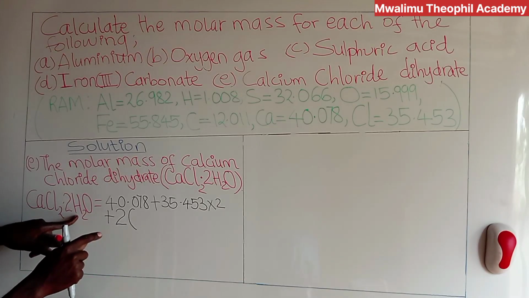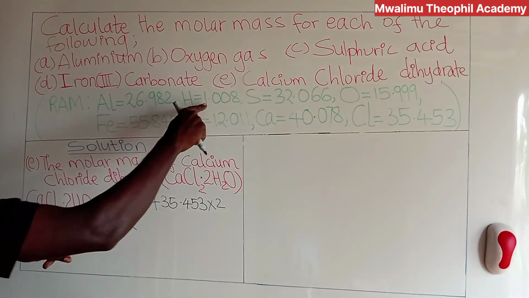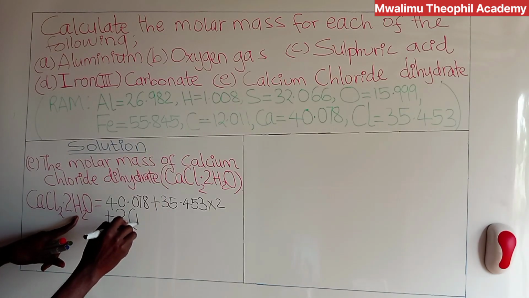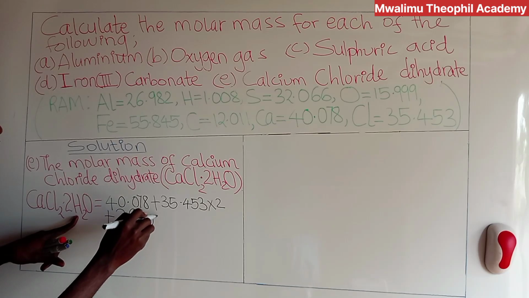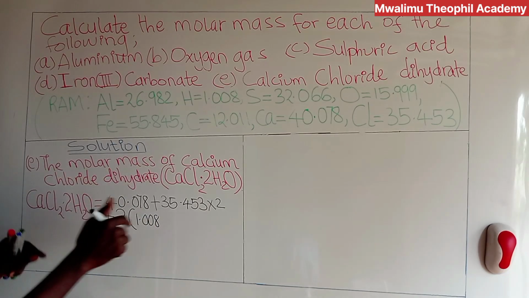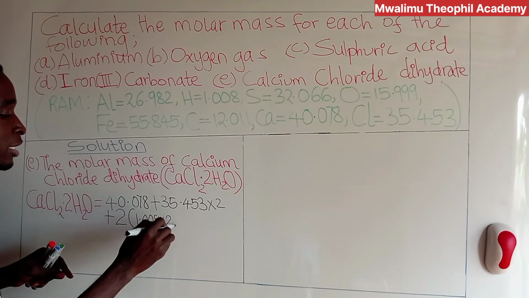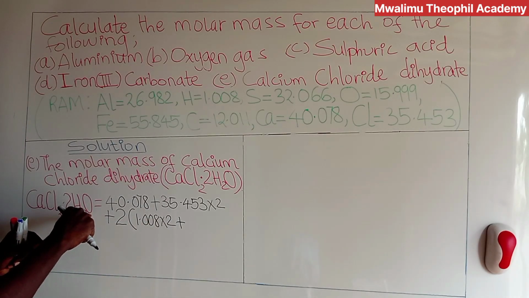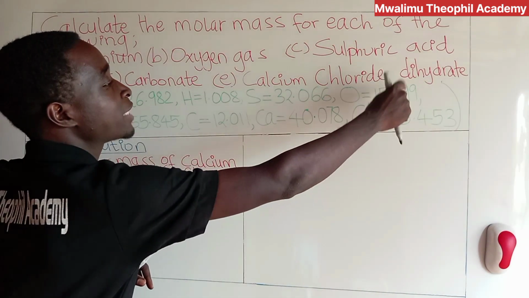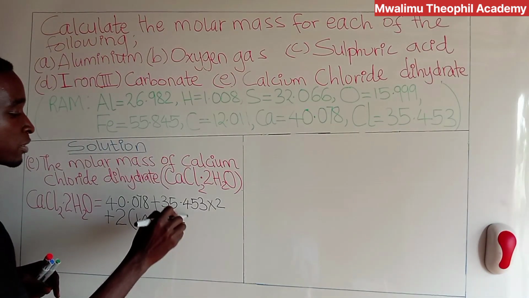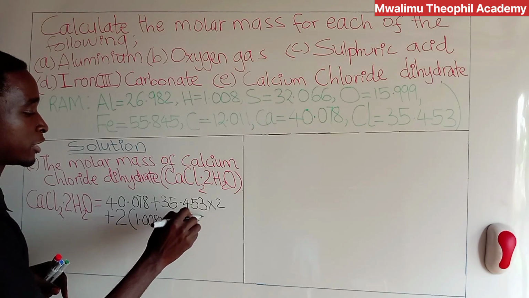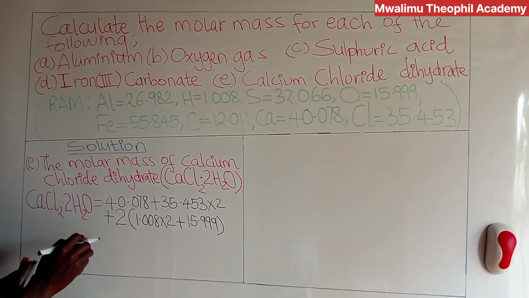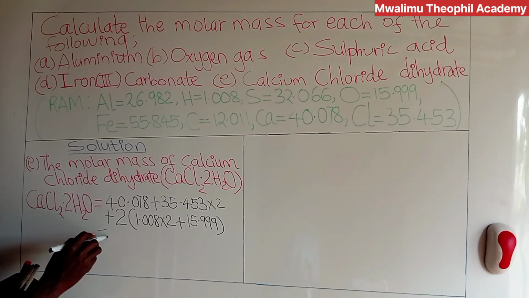Now, let us start with hydrogen. What is the relative atomic mass of hydrogen? We're given 1.008. But we have 2 atoms, so it is times 2. The answer obtained here, we add the mass of 1 oxygen atom. We are given 15.999. Now, let us compute this to get the answer.